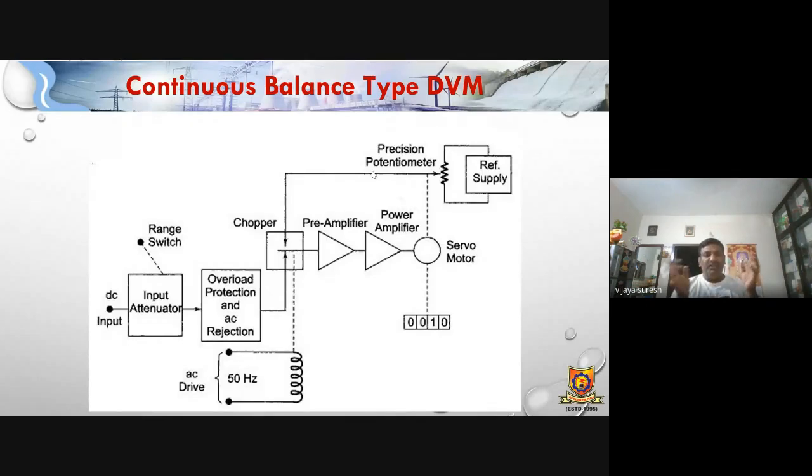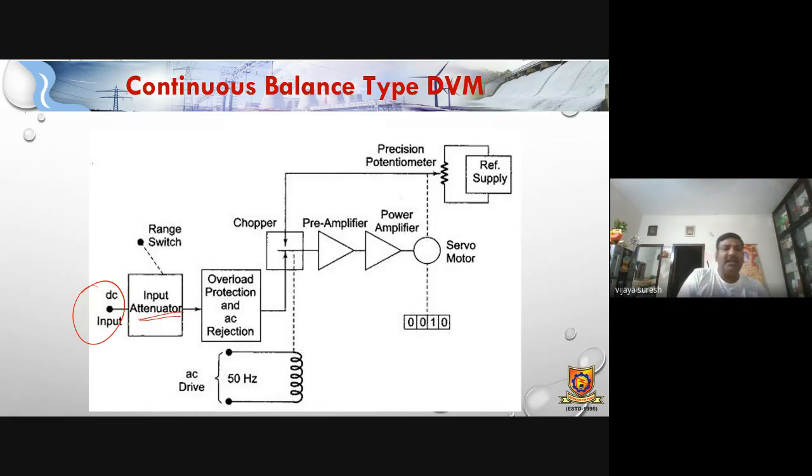So whenever these two are equal, then we are going to get zero error. Then automatically we are going to get the final output voltage and the output. Now observe, we'll go through it in detail. Here we are going to give the DC input voltage. The DC input voltage is fed to the input attenuator. The attenuator is used to filter any noise or superimposed signal in the input.